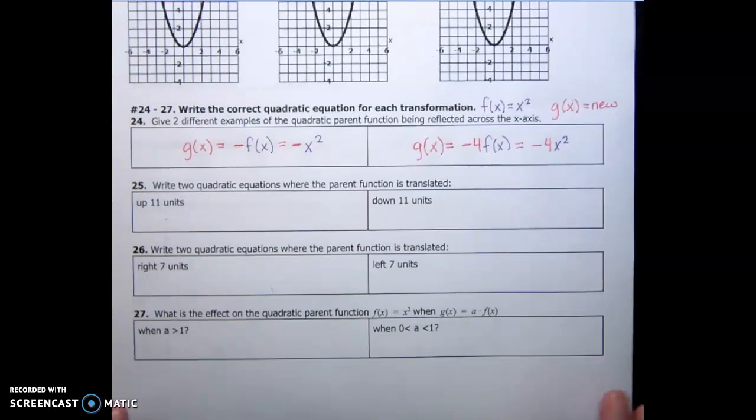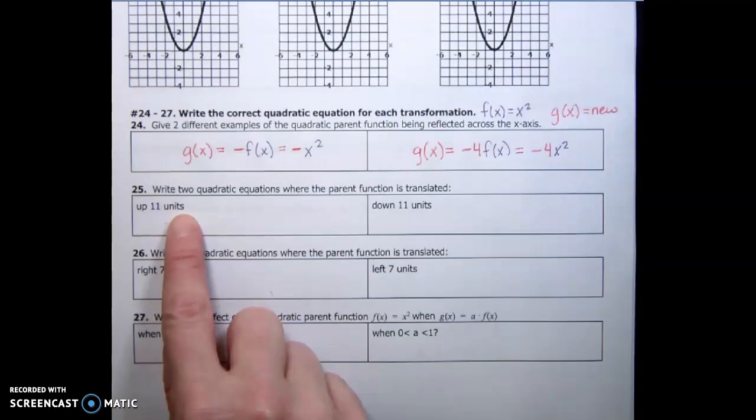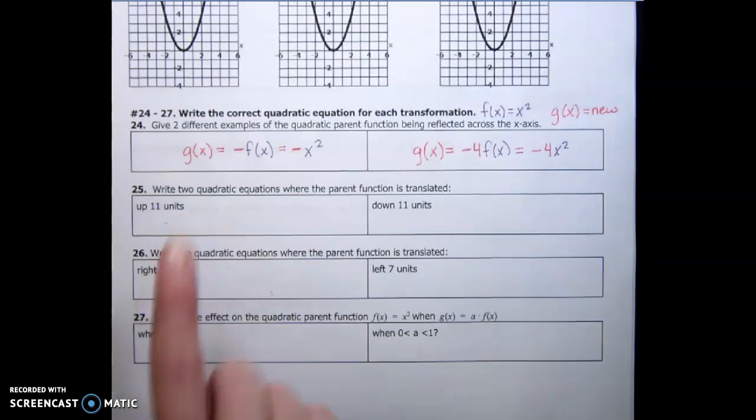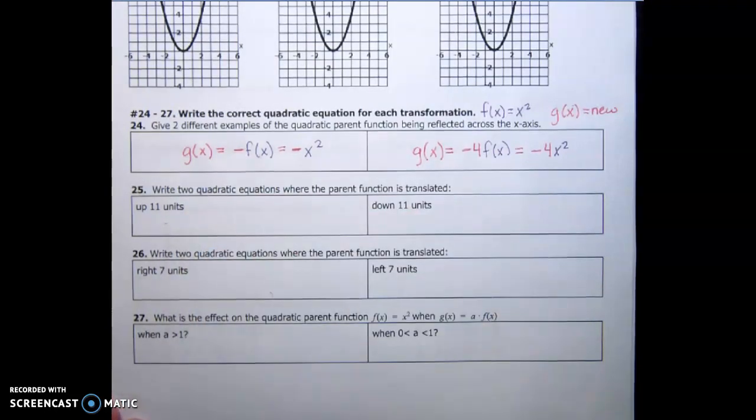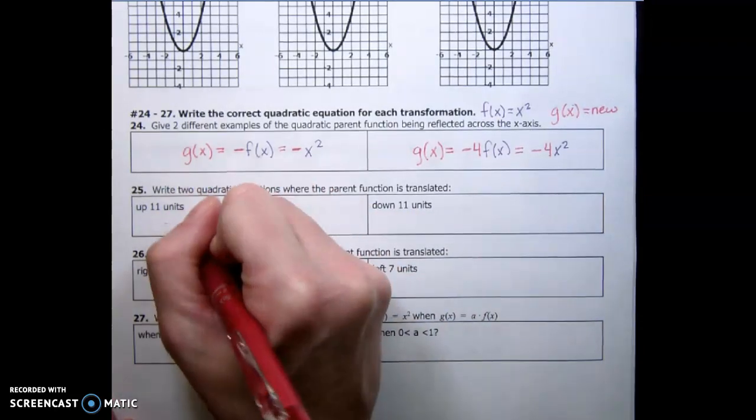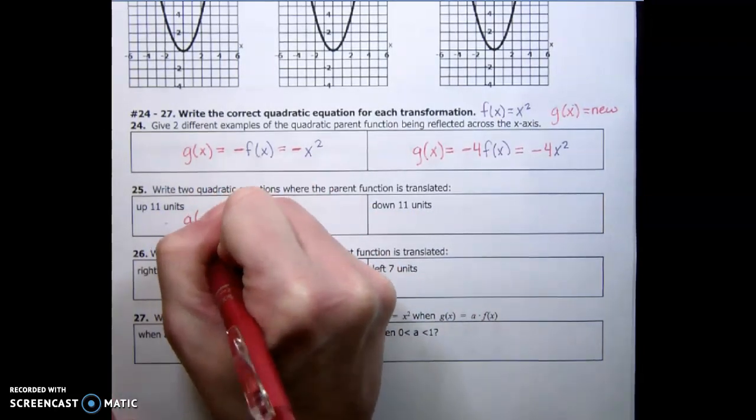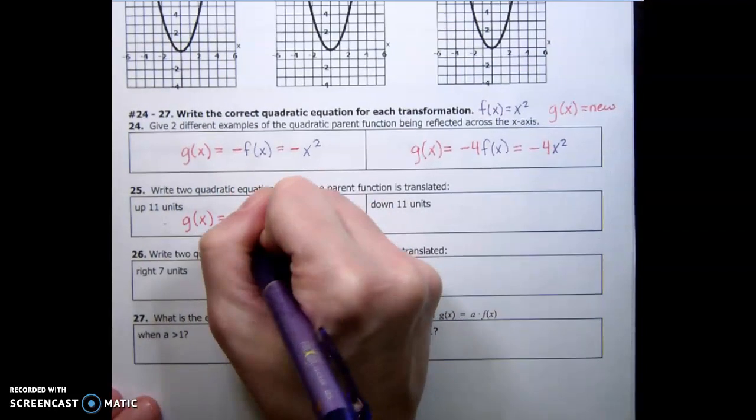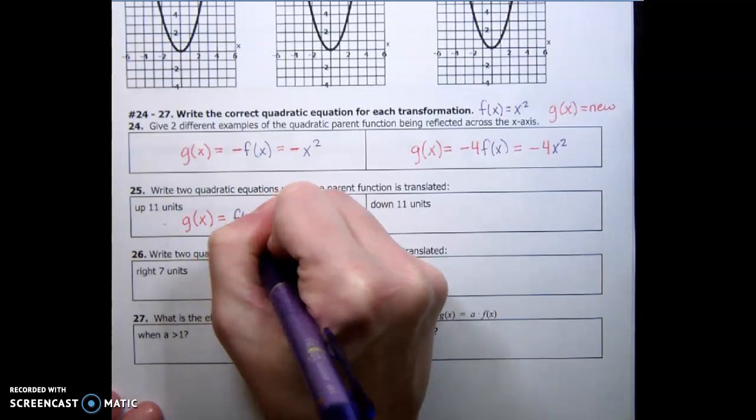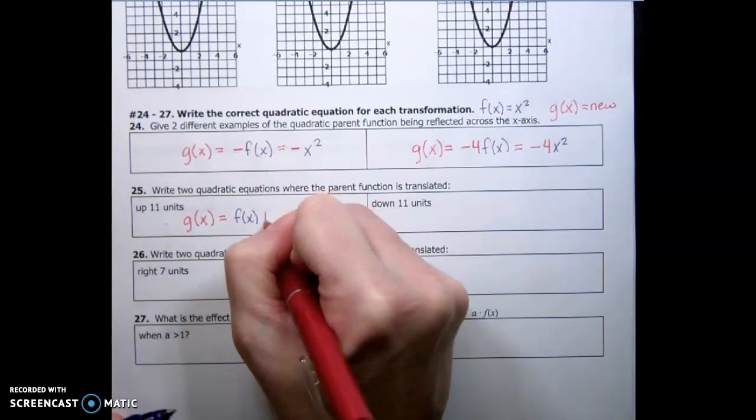Okay, so for 25, we have two different examples that we need to use. It says to write two quadratic equations where the parent function is translated. For the first example, it's going to be up 11 units. So hopefully you remember, whenever you translate up 11 units, you have to add 11 outside of the parentheses. So our new function, g of x, is going to be equal to our parent function, f of x, plus 11.